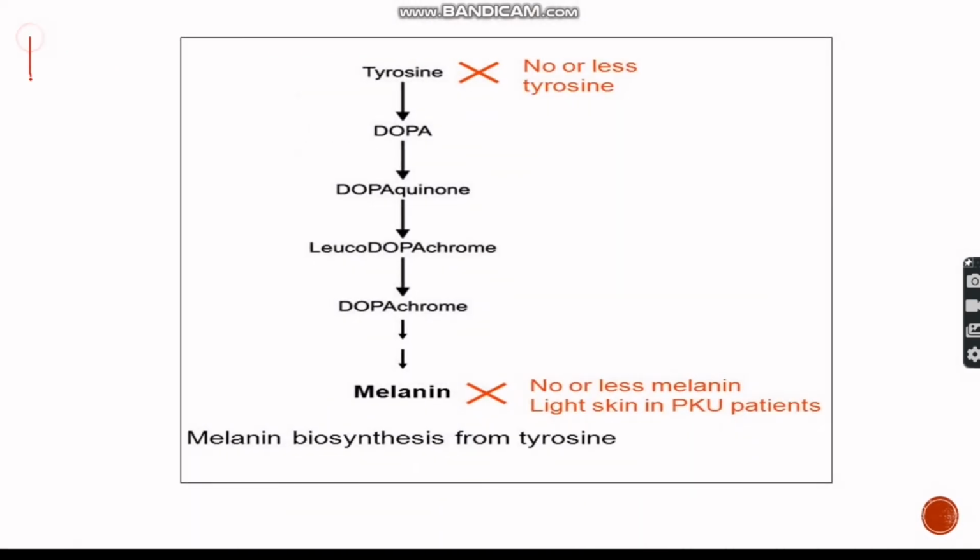As I have told you, phenylalanine is converted into tyrosine by the enzyme phenylalanine hydroxylase. So in classic phenylketonuria, the phenylalanine hydroxylase enzyme is not present, which means that this enzyme is defective, which means that phenylalanine will not be converted into tyrosine, or less phenylalanine is converted into tyrosine. So no or less tyrosine is available, which means that no or less dopamine will be produced. No or less dopaquinone is produced. Similarly, no or less melanin will be produced.